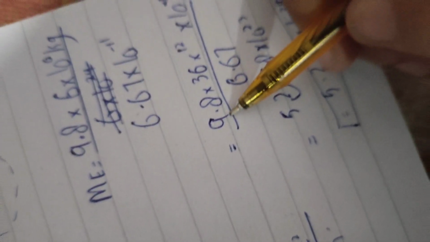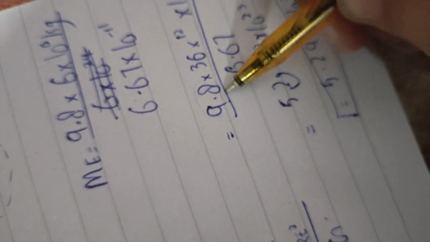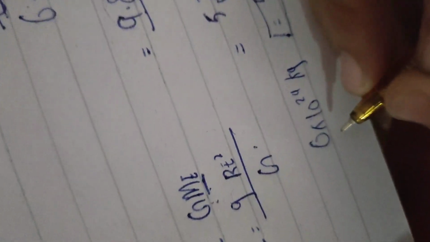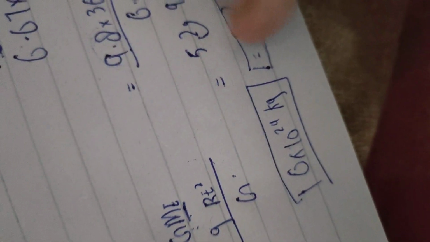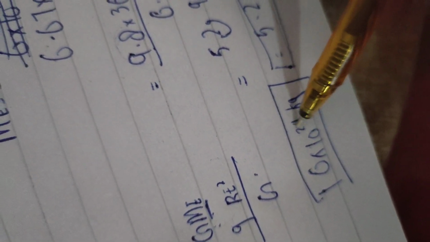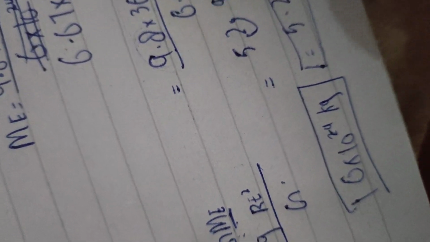Or if we place 10 instead of gravity, the mass of Earth would be 10 to the power 24, and this is the exact one. This mass is exact when we place the value of gravity as 10, but here we have placed 9.8, right?